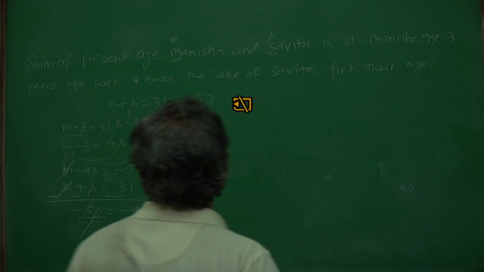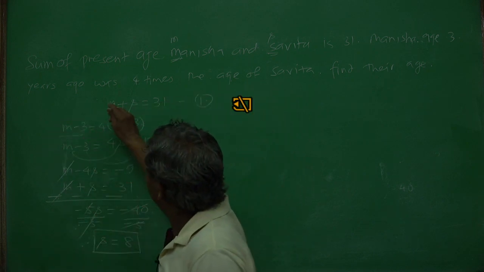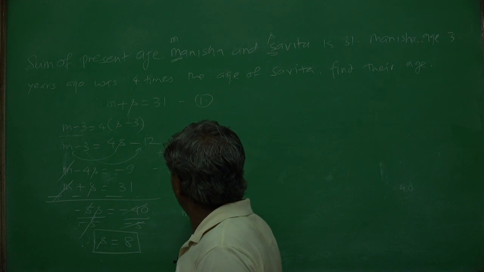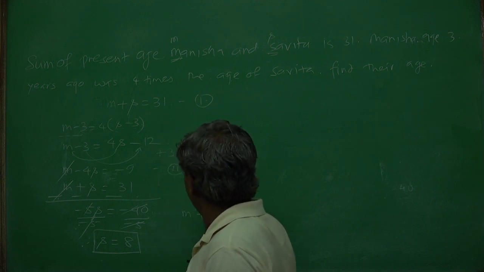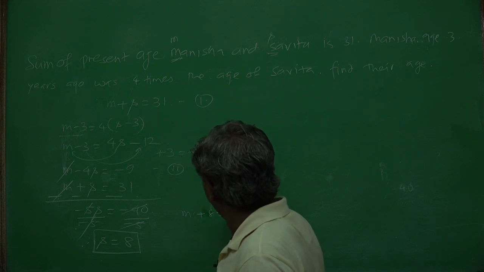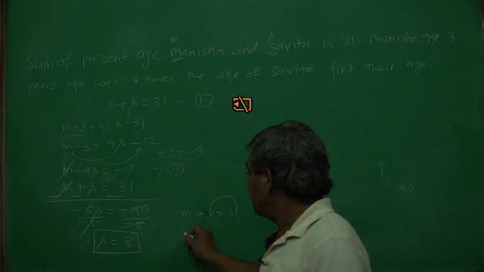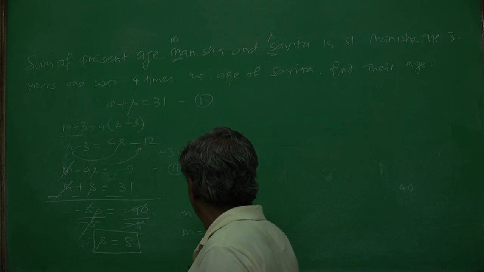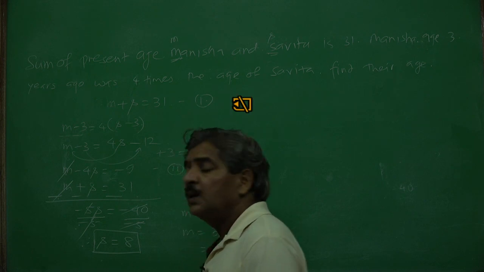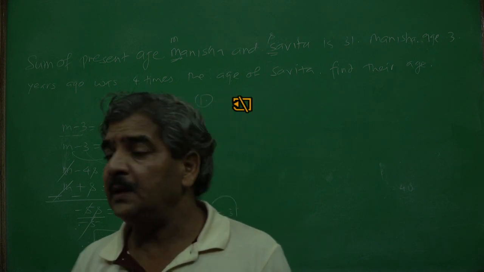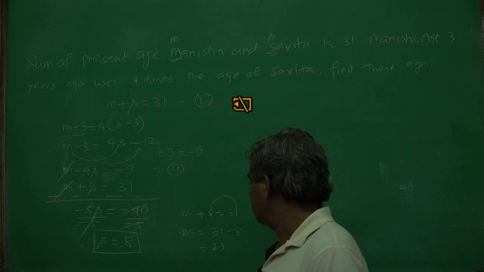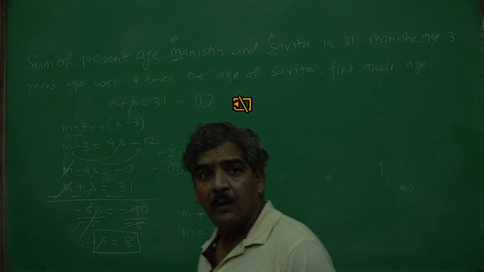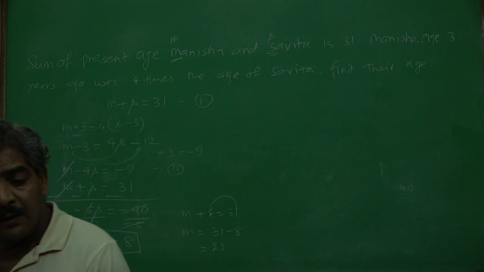Now substitute this value of S in this equation. So M plus 8 is equal to 31. Shift 8 to the right hand side. So M is equal to 31 minus 8, that is equal to 23. And that is the required answer.